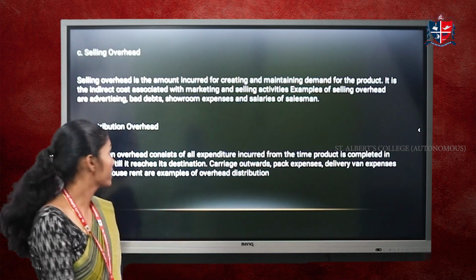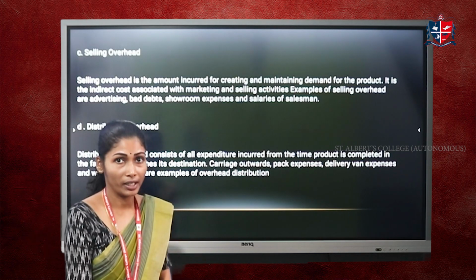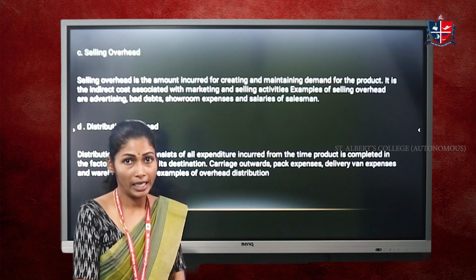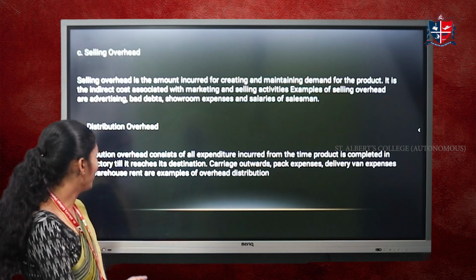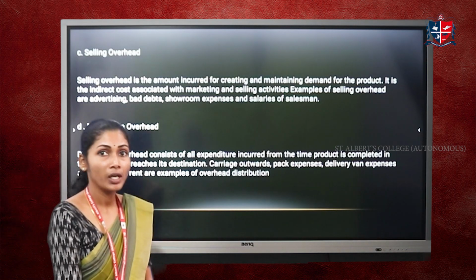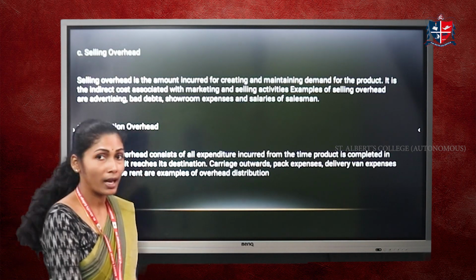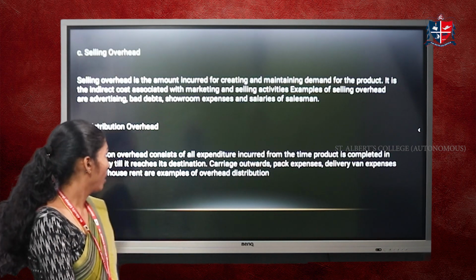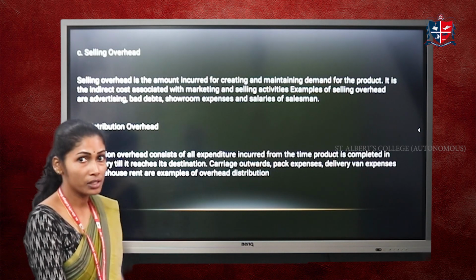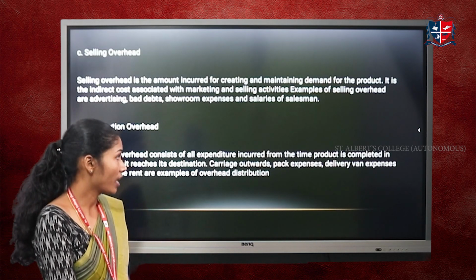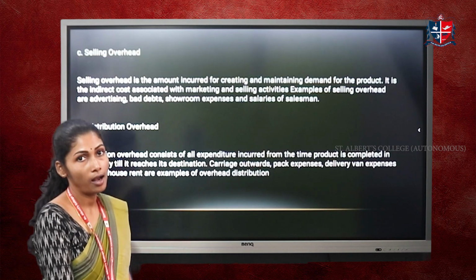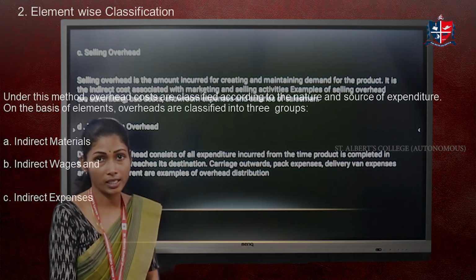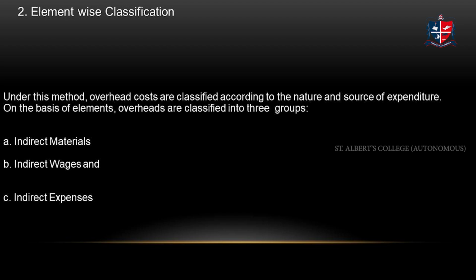And the last one is distribution overhead. Distribution overhead is mainly incurred due to the activities related to the distribution of the product. The main examples for distribution overheads are carriage outward, packing expenses, delivery van expenses, etc. And the second classification is element-wise classification.